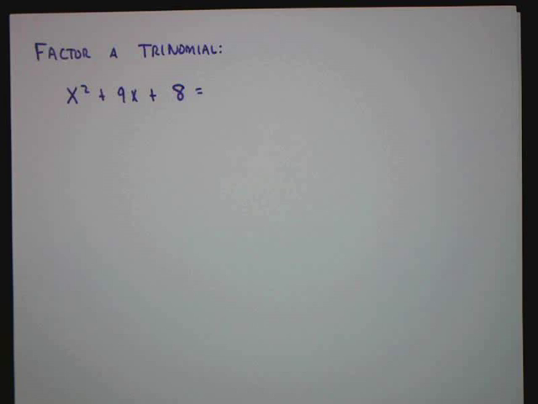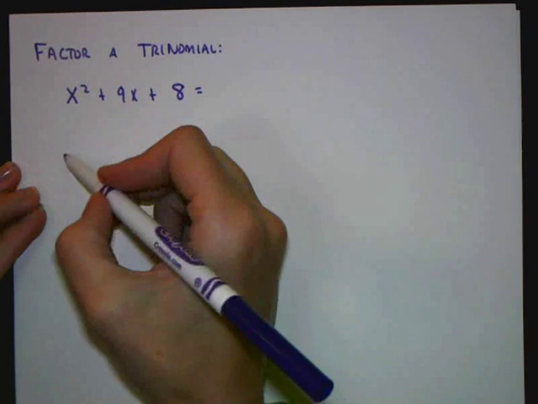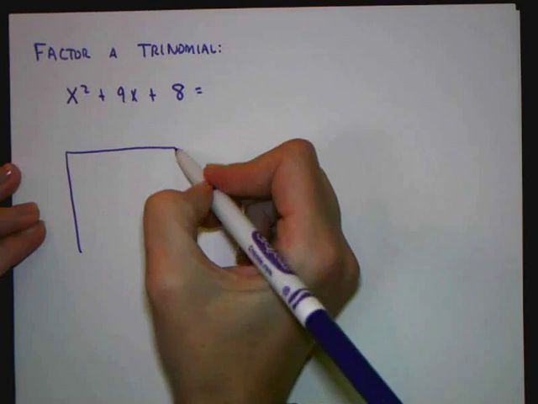Next, we're going to try factoring another trinomial. This one is x squared plus 9x plus 8. And in this case, I'm going to show you what happens if we guess wrong when we're looking at factors of 8. So let's go ahead and set up our area model.